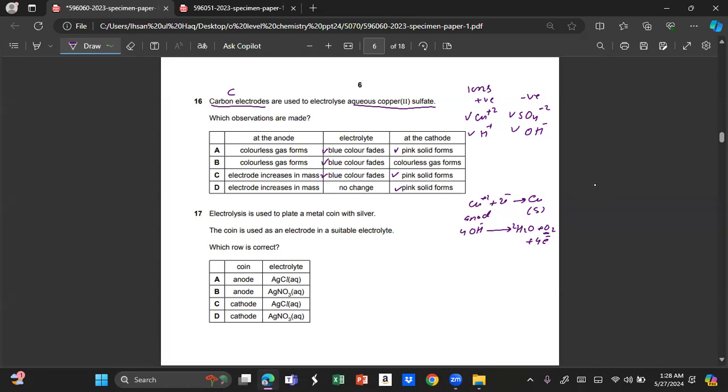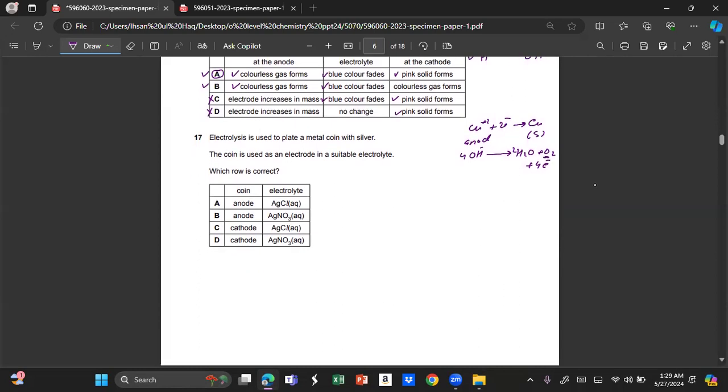Okay, now at the anode, colorless gas forms. At the cathode, no colorless gas. So 2 options are there, A and B. Which option will we go for? Option A, because at the cathode there is no colorless gas. Option A is 100% correct. Hope you understand this. Now go for MCQ number 17.